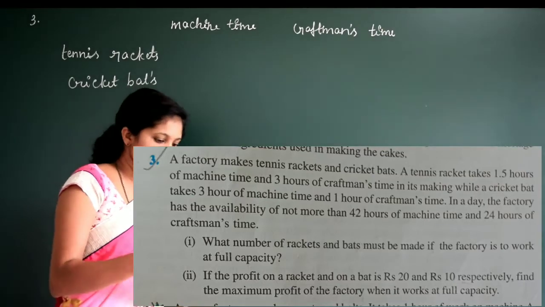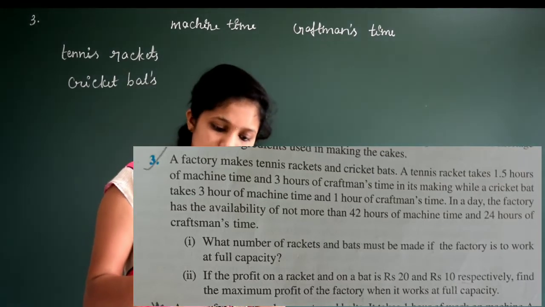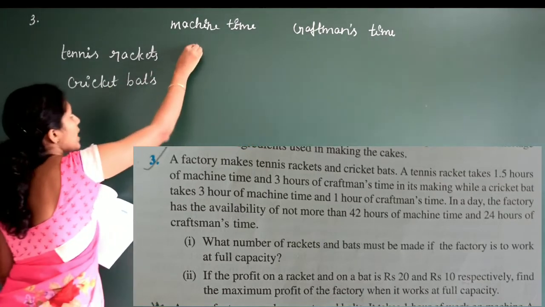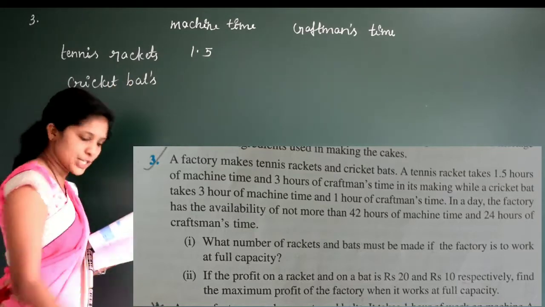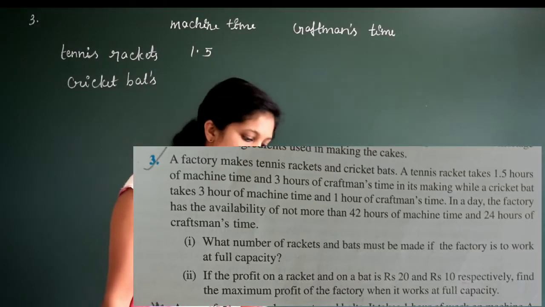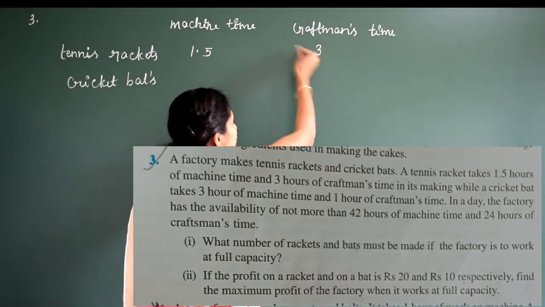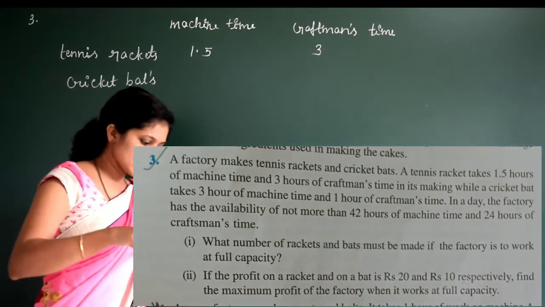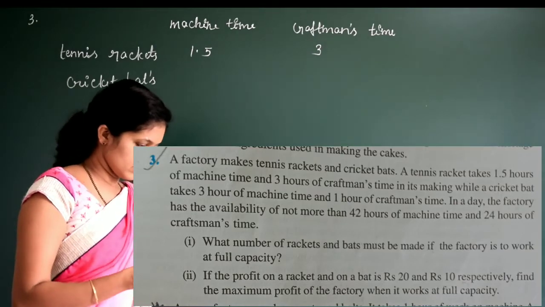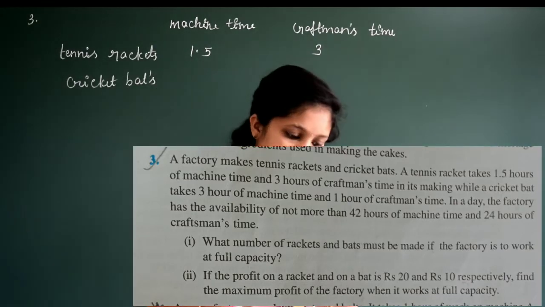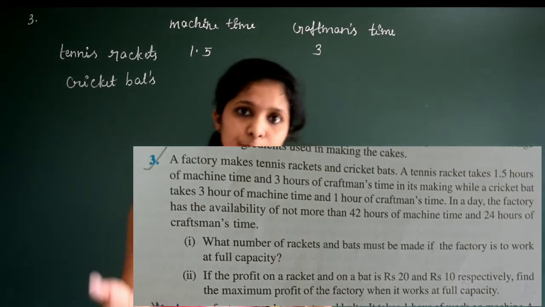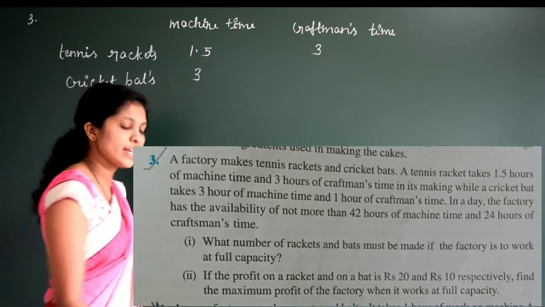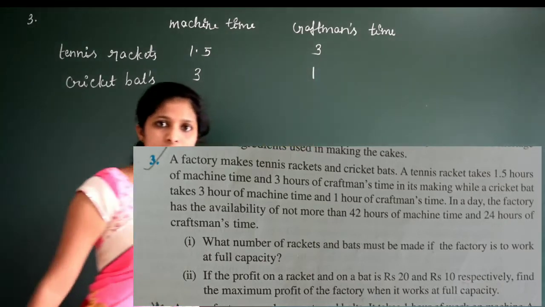Now we will fill this in. So what is given now? A tennis racket takes 1.5 hours of machine time and 3 hours of a craftsman's time. That is for the tennis racket. Next, while a cricket bat takes 3 hours of machine time, this takes 3 hours of machine time and 1 hour of craftsman's time. This is given.